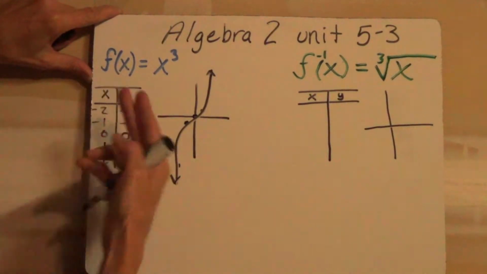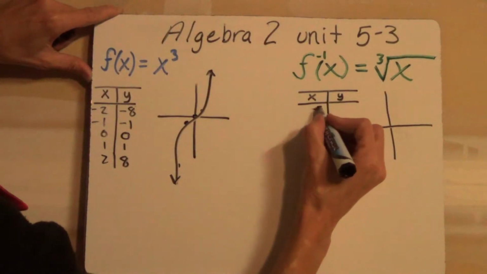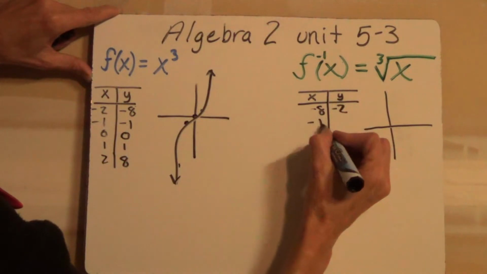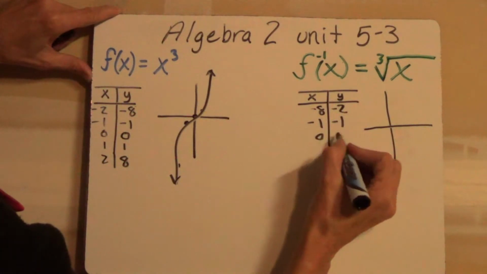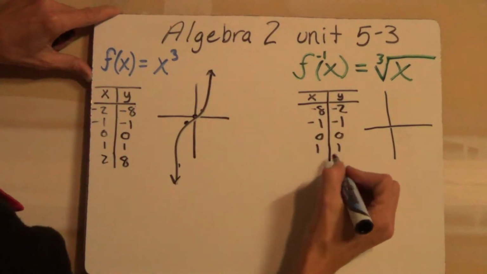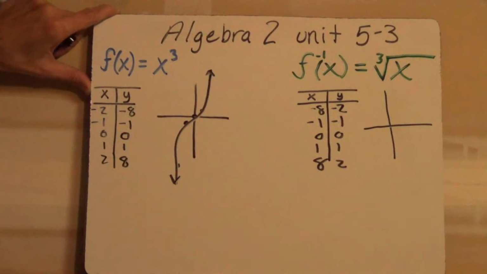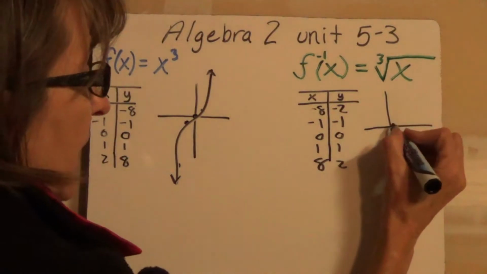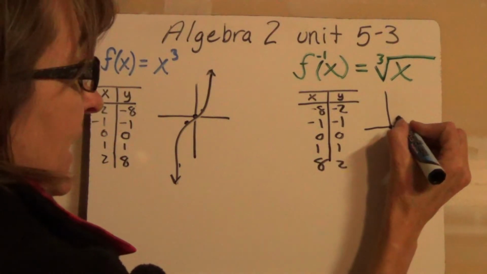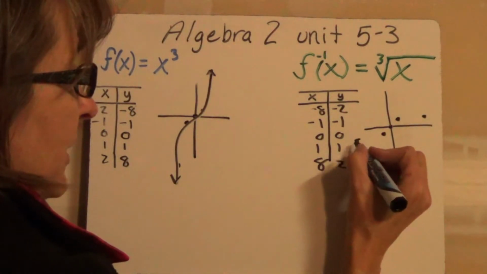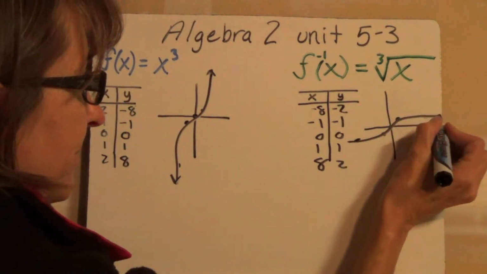You know, inverses also switch this way, so we don't even have to plug it in. You can go -8 is -2, -1 is -1, 0 is 0, 1 is 1, and 8 is 2. Now it is kind of unusual, but a cube root or an odd function can retain the negative. So when we plot these, it's almost exactly like my little mistake just a second ago when I was plotting one. It goes this way.